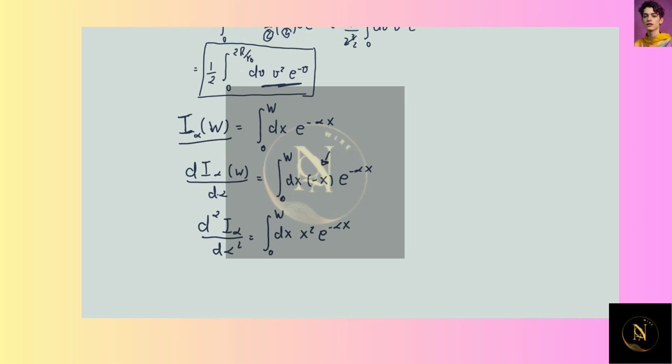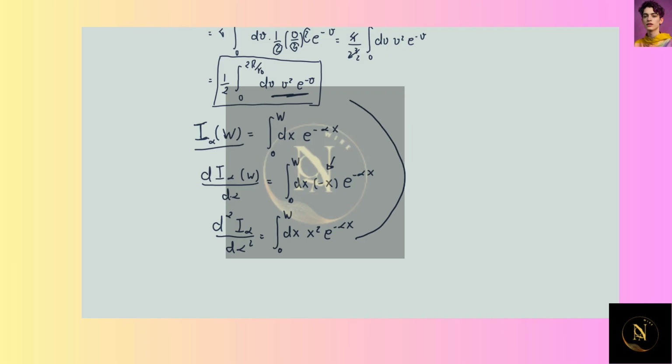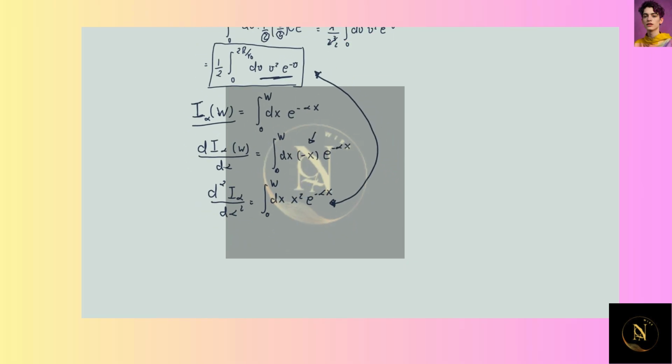This integral is very similar to that one. We just have to change, if wanted, v to x, just rename it, and then set alpha equal to 1 and w equal to 2r divided by r0. So what we have to do now is to solve this quite simple integral here.